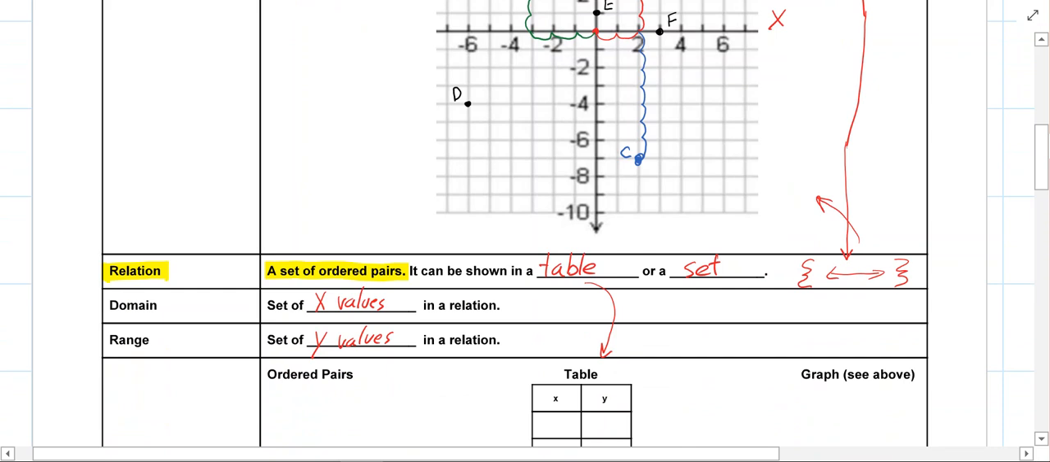All right, what's our next definition? Domain. What is a domain? It's a set of X values in a relation. And what's a range? It's a set of Y values in a relation. So you better make sure you know these for your Edpuzzle question.